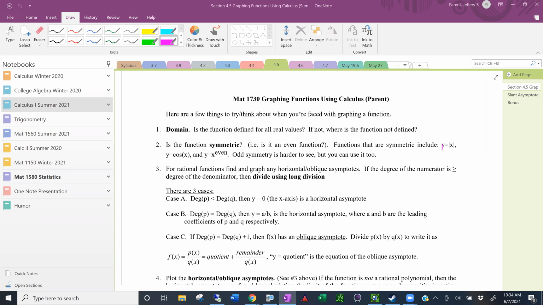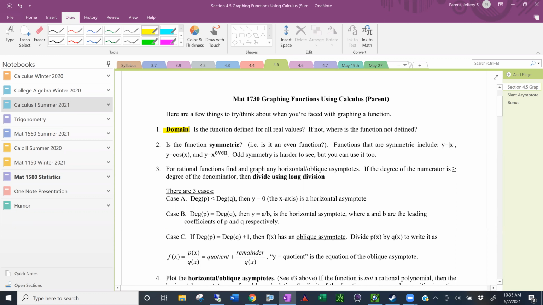So section 4.5 is where we put it all together. We start using all the tricks you've learned, not only in this course, but in college algebra, to help graph a function. Now, the first thing you should always be doing when you're looking at a function is considering its domain. Where is the function defined?